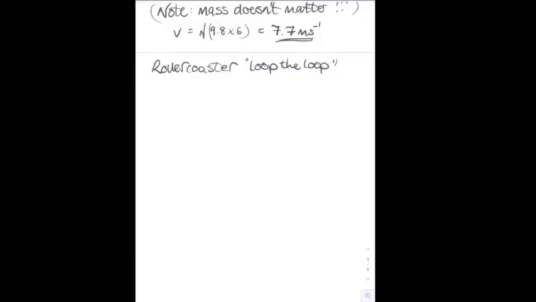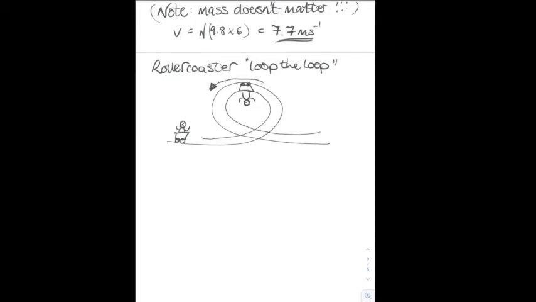Another example is the roller coaster loop-the-loop. If you've ever been on a roller coaster and it's gone upside down, then that roller coaster car has to be travelling at a minimum speed to stay on the track. If you're not going fast enough, then as that little cart reaches the top, it could fall into the circle. You don't want it falling into the circle. So therefore it has to have a minimum velocity so that it keeps moving around the circular path.